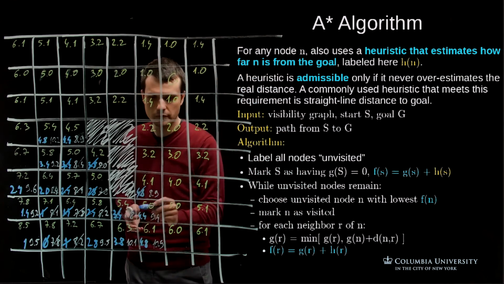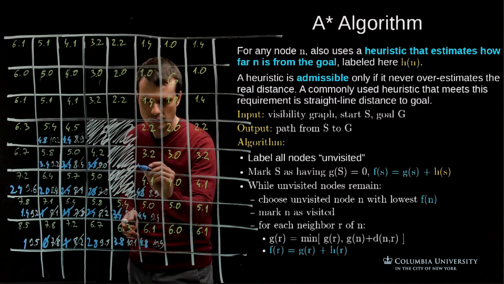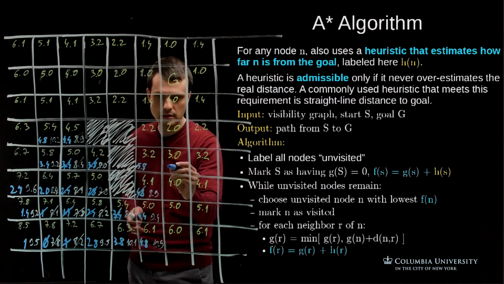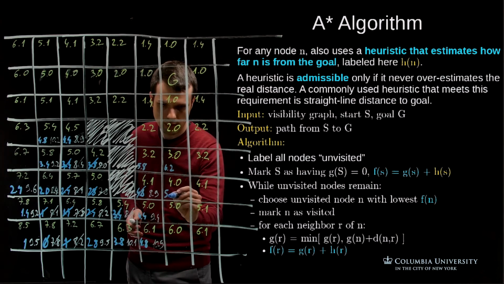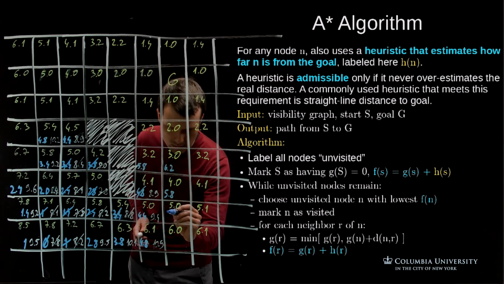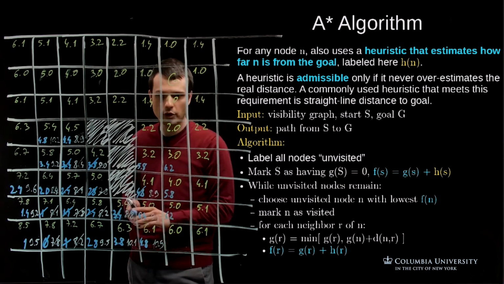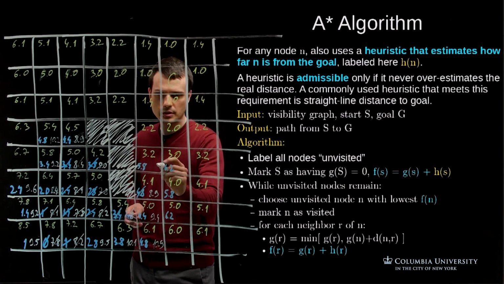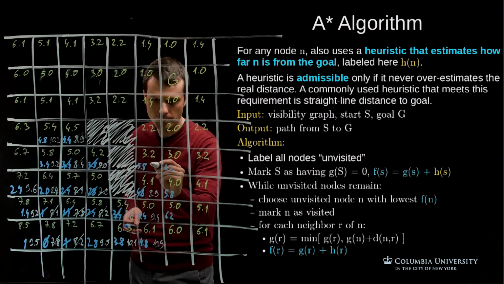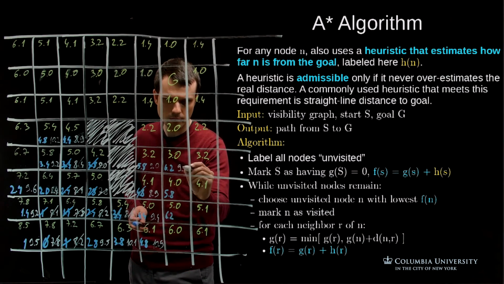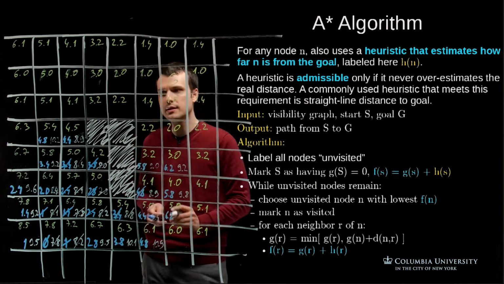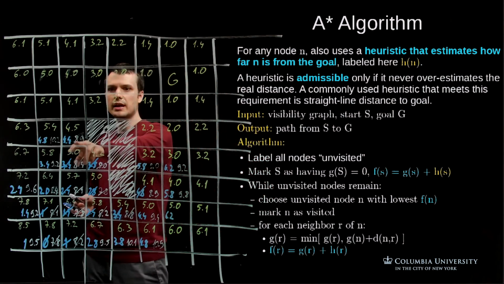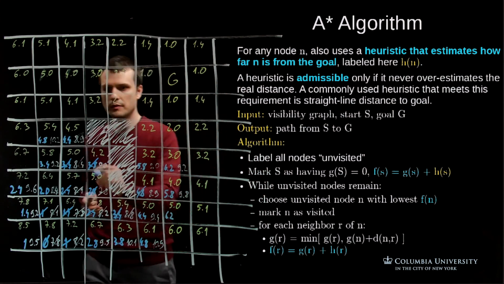So this guy is now visited. So let's do all the neighbors. 5.8, 6.2, 5.8, 6.2. The sum, so 9.0, 9.2, and 9.8. Now, this guy is the shortest, the 8.9, so I visit here.